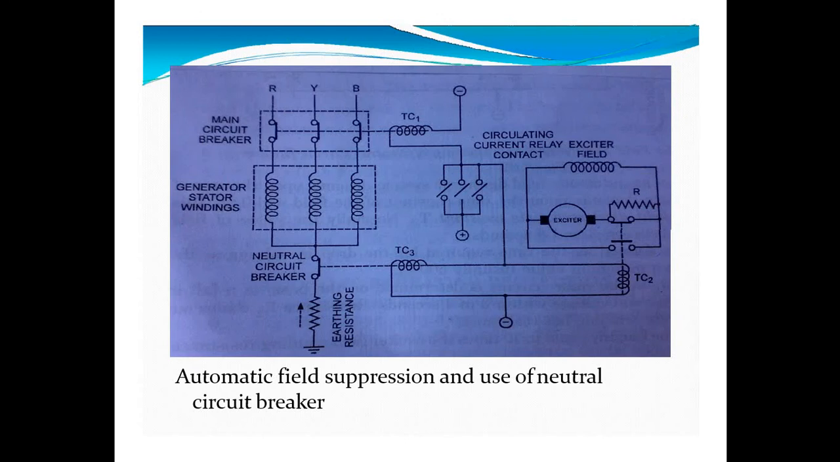This is the image of that automatic field suppression and use of neutral circuit breaker. This neutral circuit breaker is connected with TC3 and TC2 and connected with the exciter system. So when the generator is going to shut down or goes into a faulty condition, the exciter will also disconnect with that neutral circuit breaker, so that the excitation system will disconnect.